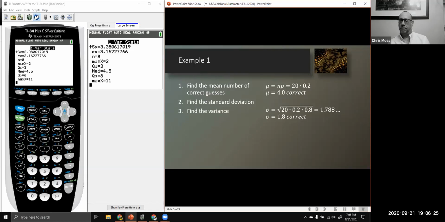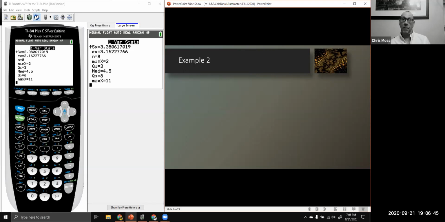The variance. 20 times 0.2 times 0.8, 3.2 correct squared. Remember, the units are squared for variance. I have no idea what a squared correct answer is. It is an artifact of the calculation.